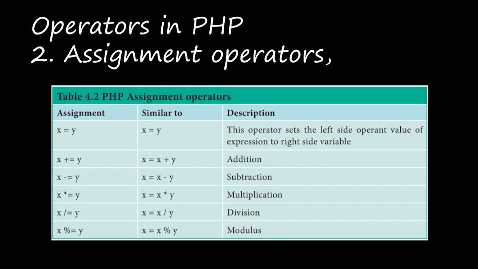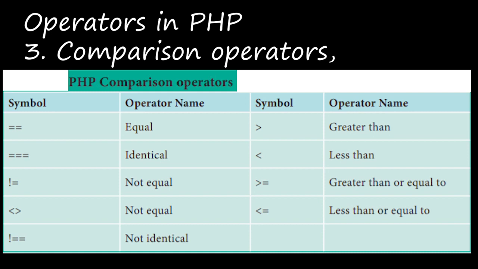The next one is the comparison operator. Comparison operators compare two values. It may be a string or an integer. A string is a collection of characters and an integer is a number. Here the operators are equal and identical. Equal means double equal to. Not equal to is an exclamation mark and equal sign, meaning it is not equal to.